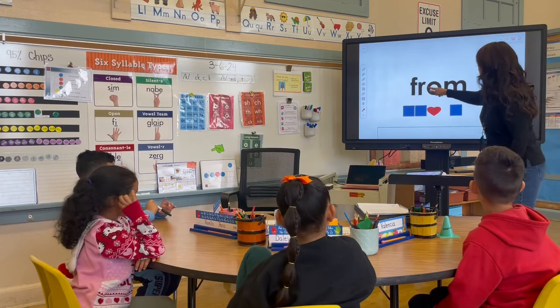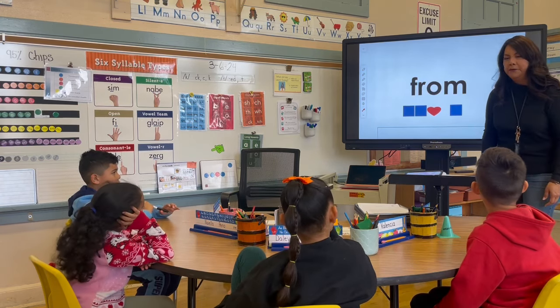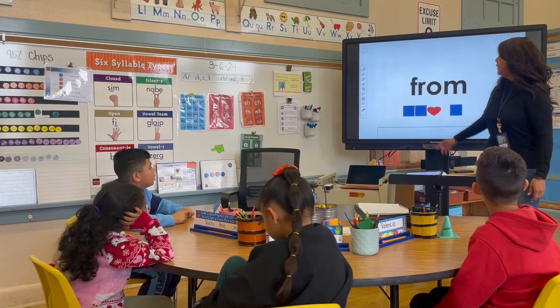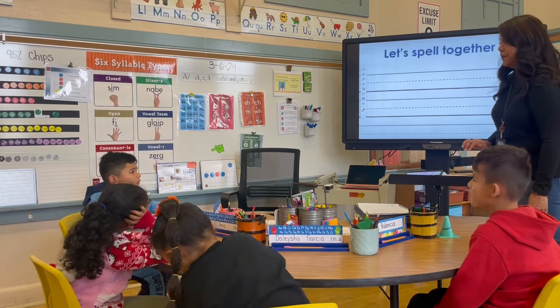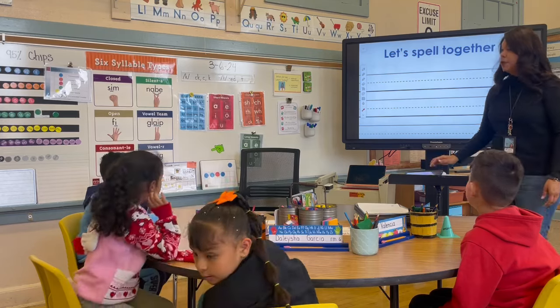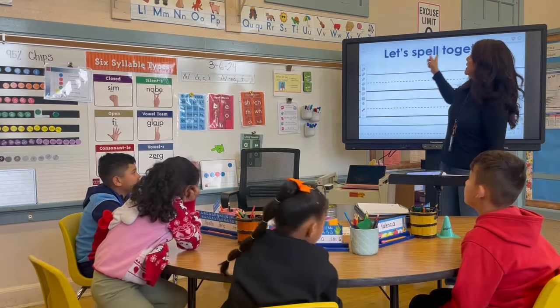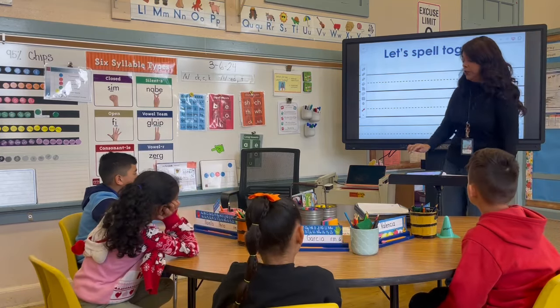From. And this is the tricky part because we want to say from. Is it from? No, we have to remember it's the sound. From. Good job. The O is a vowel. Right, good job. And because we did skywriting today, we're not going to do it right here, okay?